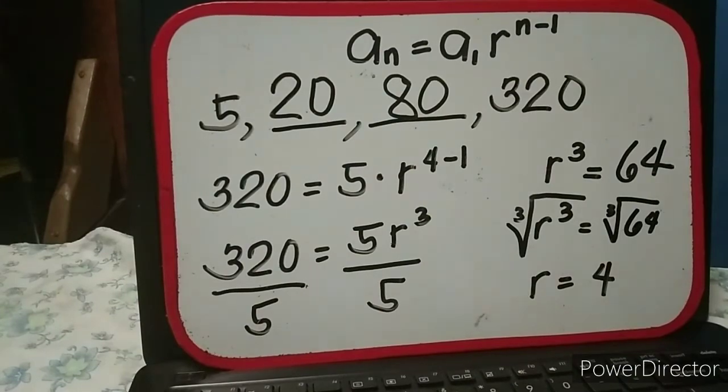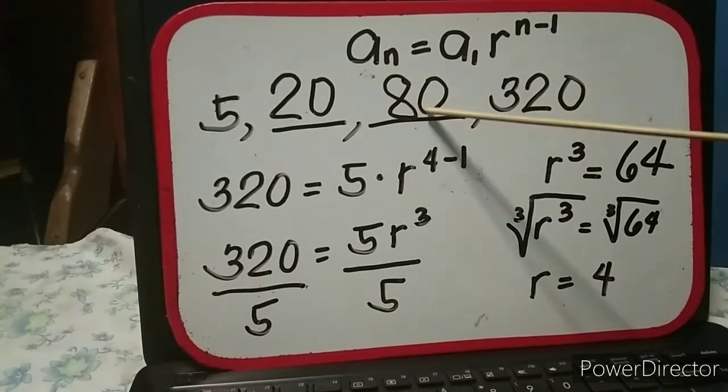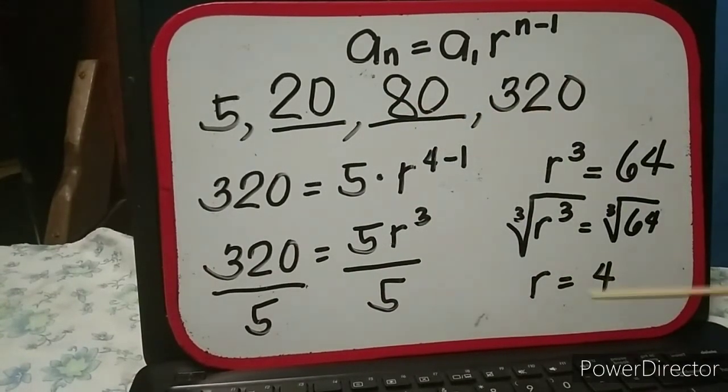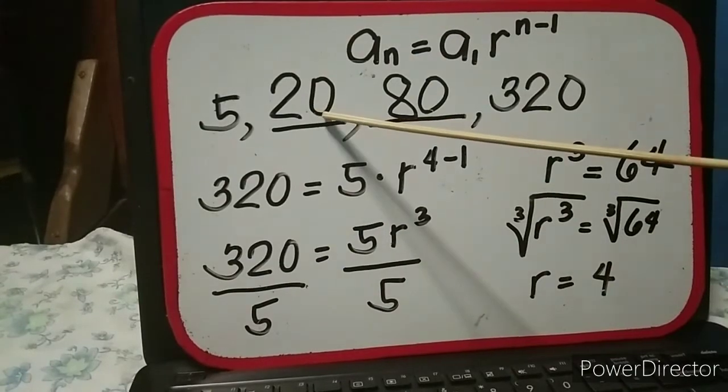We can also find it using the reverse. So we have 320 divided by 4, the answer is 80. 80 divided by 4, the answer is 20.